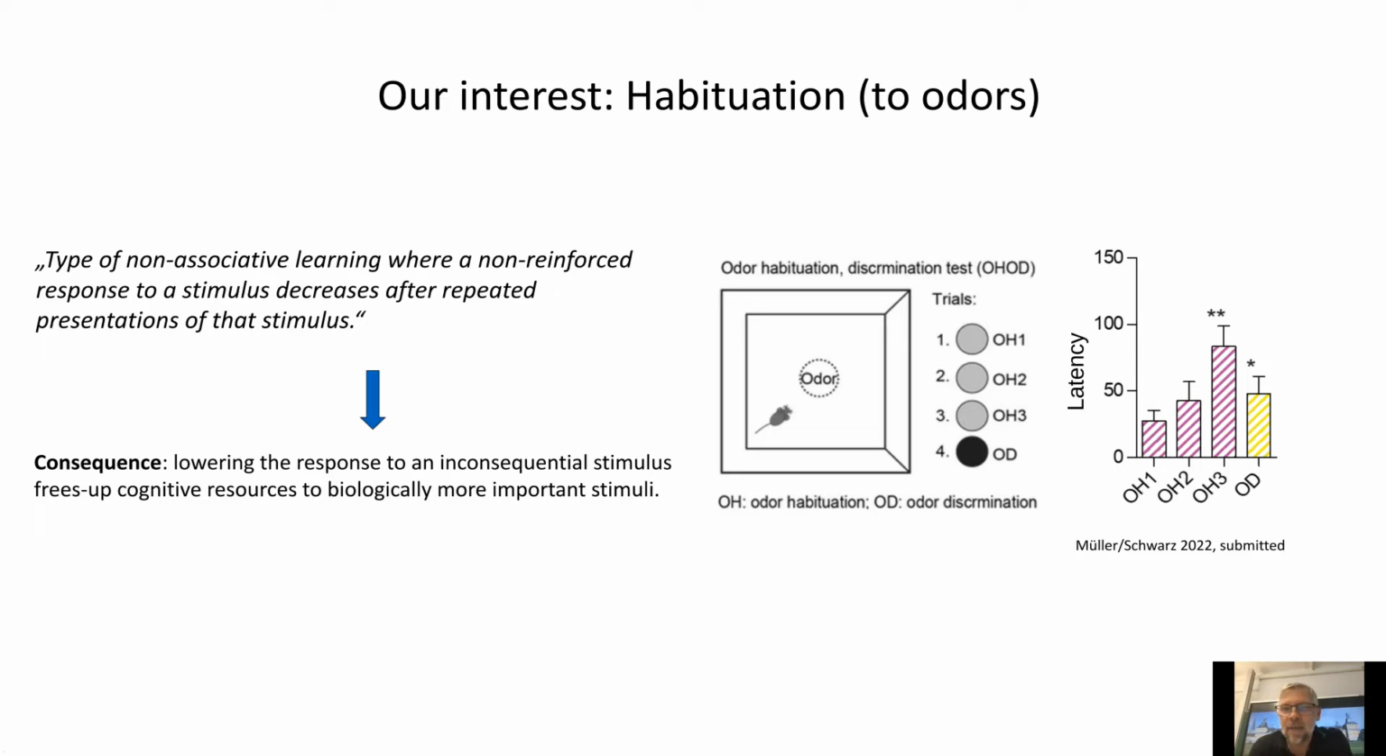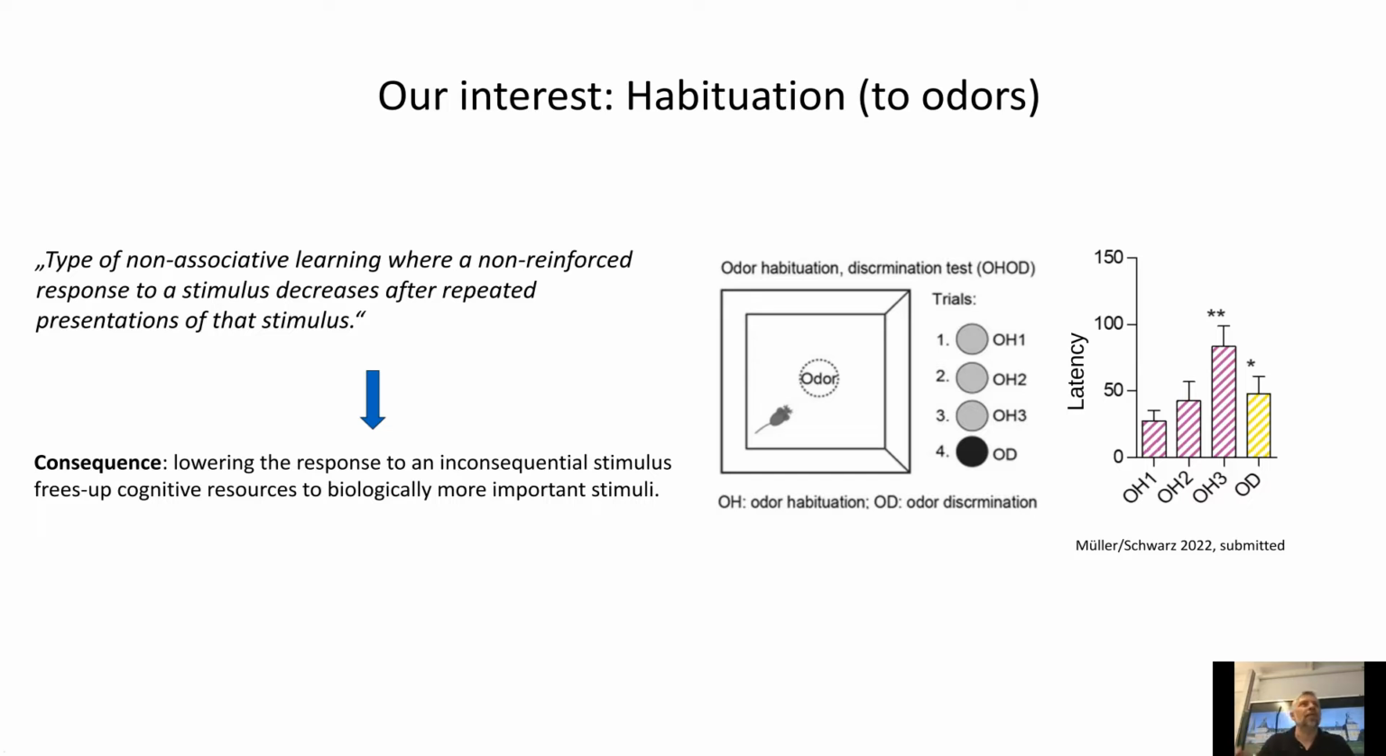Next. Okay. So our interest is habituation, as I said before, and specifically to odors, but let me just give you a general idea what habituation is for those who are not that much in the field. So habituation is a type of non-associative learning where a non-reinforced response to a stimulus decreases after repeated presentation of that stimulus. So what does this mean? Let me just give you a short example.